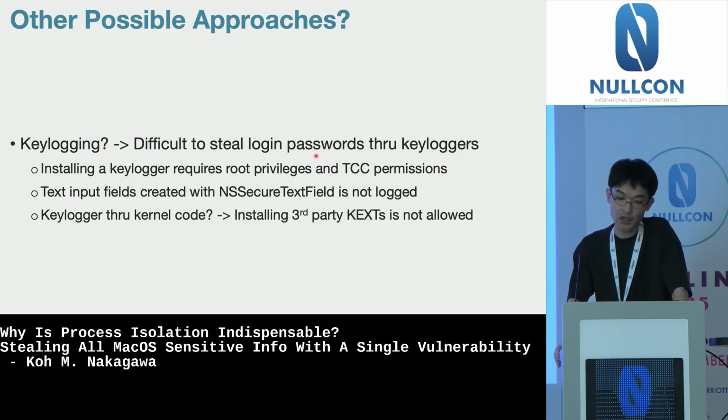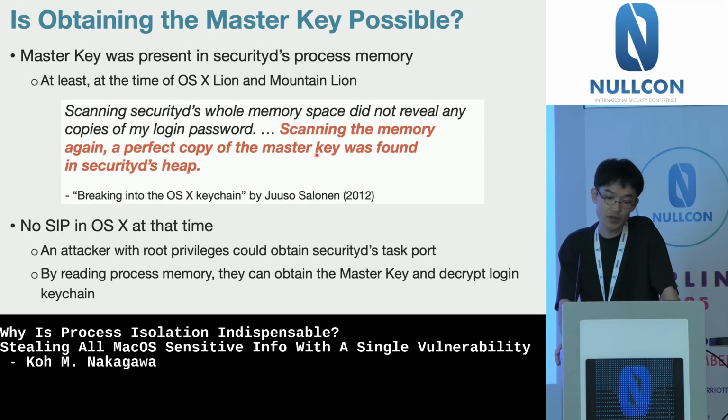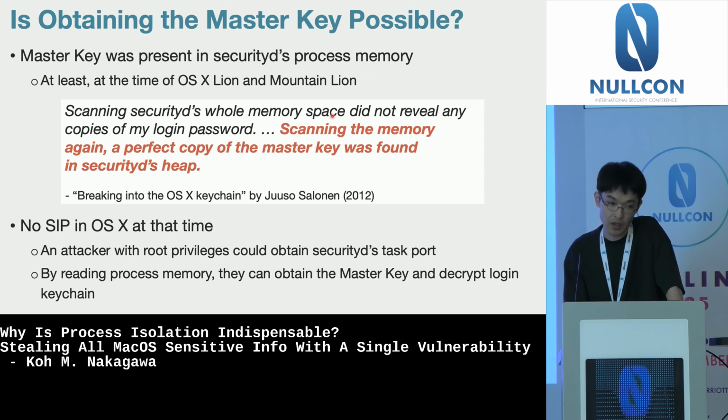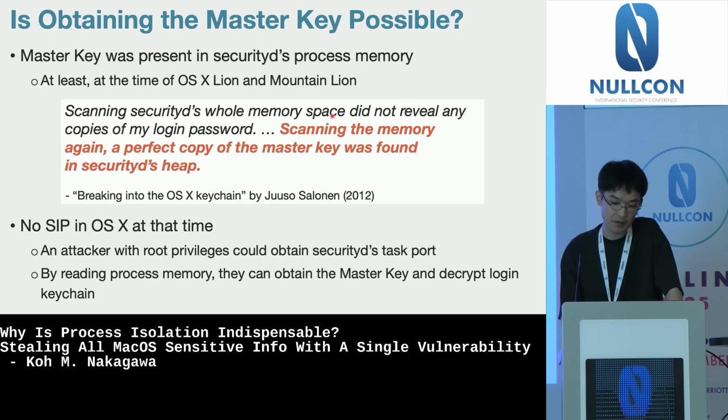Keylogging from kernel code is also not an option, as macOS now strictly restricts installing third-party kernel extensions. If obtaining the plain password is difficult, what about getting the master key directly? Looking into this, I came across an old article titled Breaking OS X Keychain by Juuso.